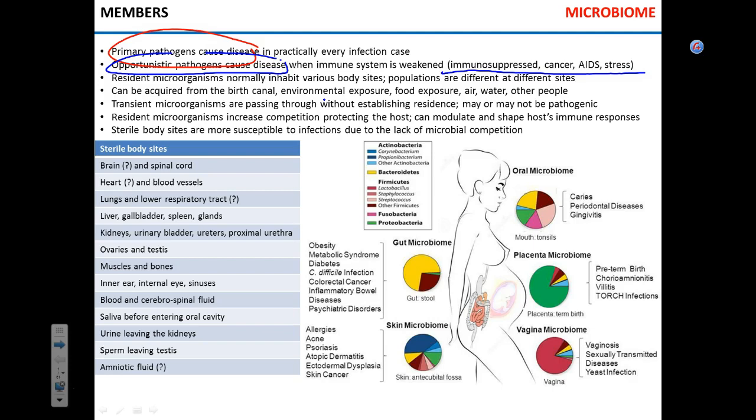So in addition to primary and opportunistic pathogens, we also have resident microbiome, composed by resident microorganisms. So these resident microorganisms inhabit a variety of body sites, and we're going to chat about the body sites that do have microbiome. And we're going to mention ones that do not. And this is something that I'm going to ask on the exam. Which of the following body sites has a microbiome or doesn't?